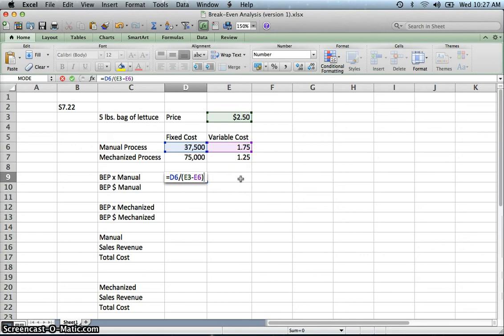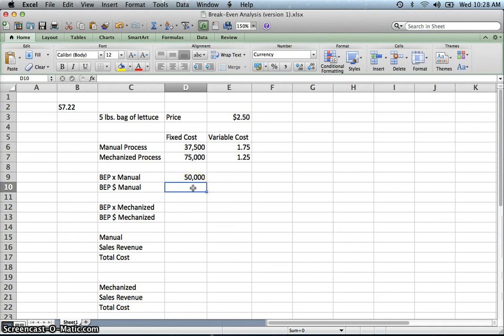So what's left after covering those costs directly associated with producing the bags of lettuce can then be contributed to the fixed cost. And once we've covered the fixed cost, then this contribution becomes profit to us. But we're just trying to determine the point that we haven't lost any money and we haven't made any money. Where is the point that we've covered our fixed cost? And so that would be $50,000.